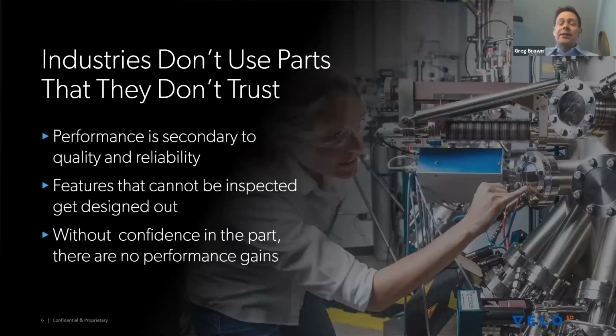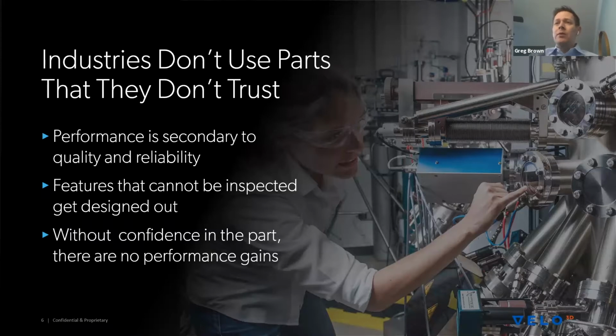The other aspect is that one of the major things limiting the adoption of laser powder bed fusion parts in end applications is that, at the end of the day, industries aren't going to use parts that they don't trust. As great as the capabilities are with additive manufacturing and laser powder bed fusion, as complicated structures as you can make, and these great new designs that people are coming up with to push the edge in terms of the performance of individual parts, it doesn't mean anything if you don't have quality and reliability.